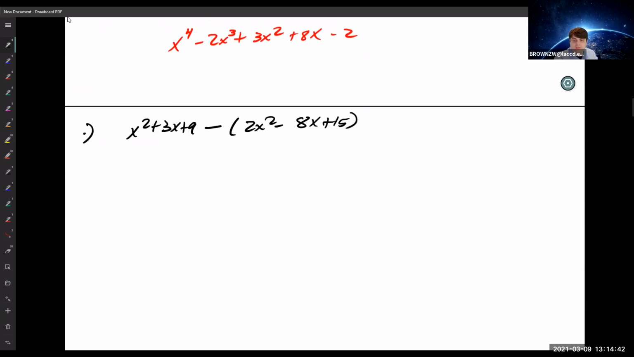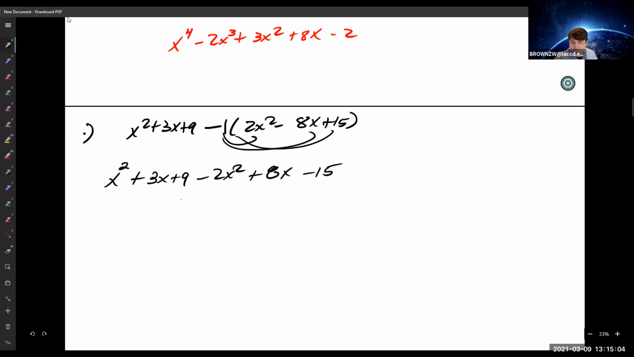It's the same thing. I'm going to treat the number in front here as a -1, and we're just going to distribute. So the first trinomial is just going to come down, x squared plus 3x plus 9. And then distributing is going to give me minus 2x squared plus 8x, and then minus 15.